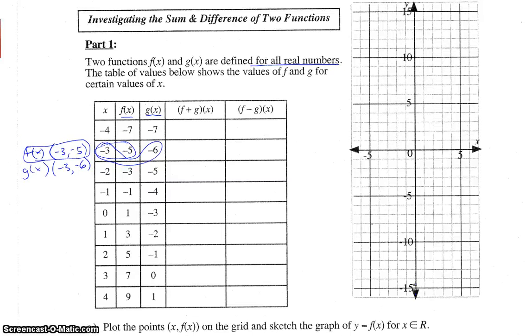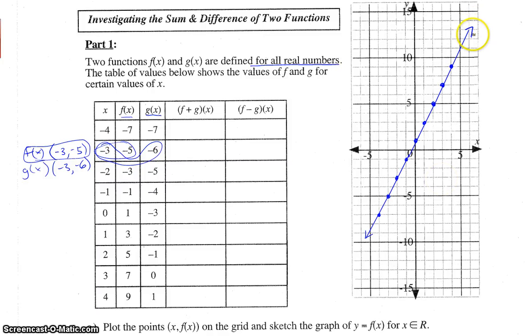I'm going to plot my points. I'm going to first start with f of x, so (-4, -7). We'd go over to -4, go down to -7. There's a point on f of x. Then I'm going to continue and finish plotting f of x: (-3, -5), etc. You go ahead and do that as well. Pause the video, and then we'll check and make sure we both have the same values for f of x.